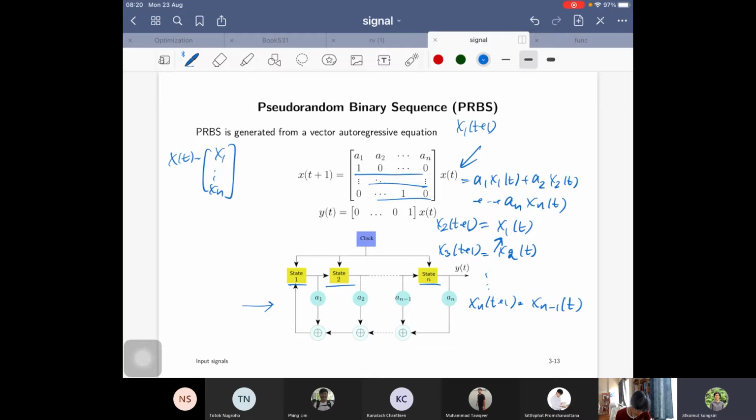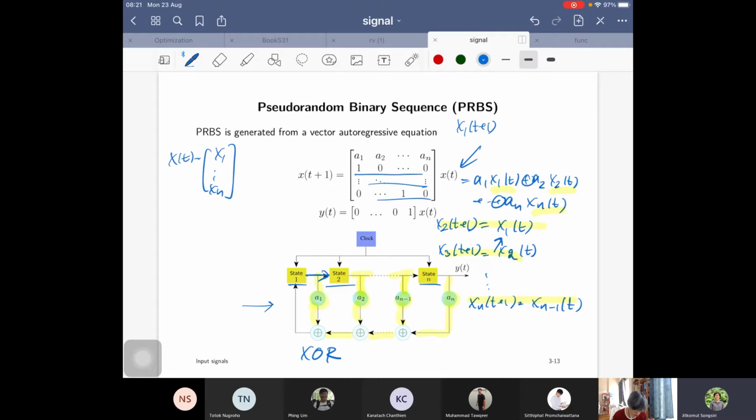State 1 passes its value to state 2, just like this equation, and so on. All the states, x1, x2, up to xn, are observed and multiplied with the coefficients ak, and everything is summed up. But note that the summation here is modulo 2. This is not a typical addition. It's modulo 2, or XOR.